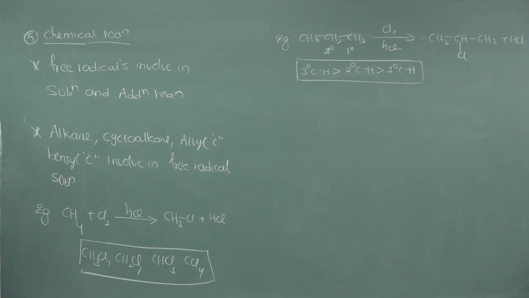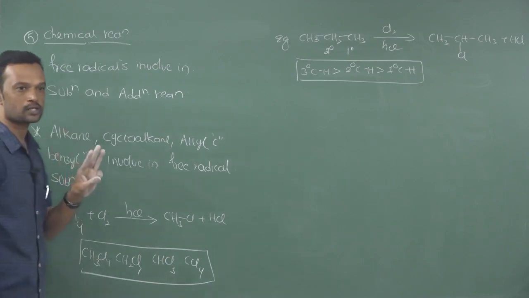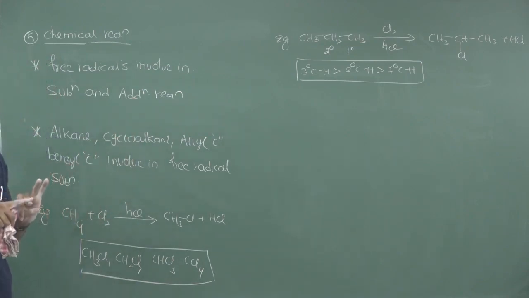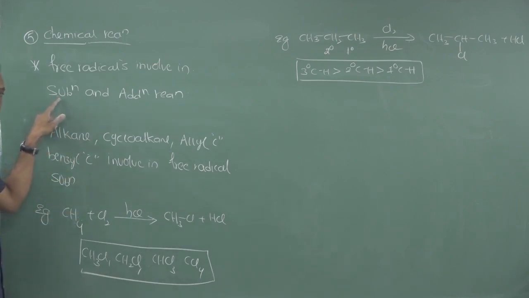So what chemical reactions can you expect for a free radical? Substitution, addition. So whenever I use the word free radical, think about alkane first. First chapter is alkane. So alkanes easily get involved in free radical substitution. Don't just say substitution. In substitution, three types of reactions are there, which will come in reaction mechanism: free radical substitution, electrophilic substitution, nucleophilic substitution. So especially it will undergo free radical substitution.